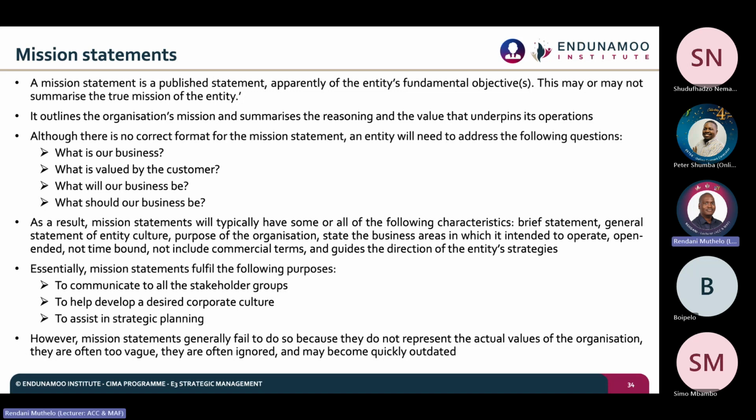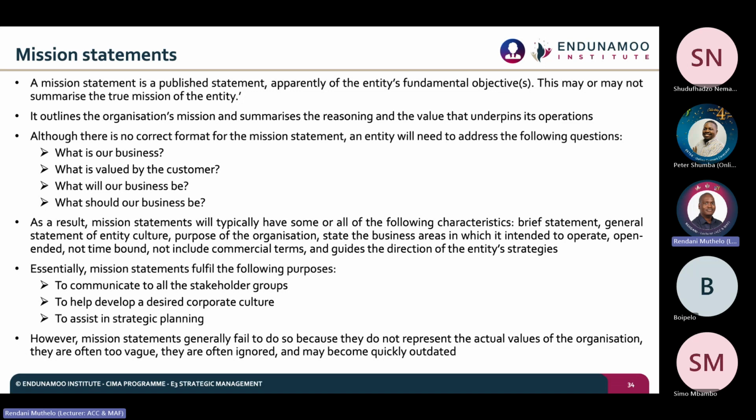They are often too vague. What do you mean you refresh the world? Like, what are you doing? So the world needs to be refreshed. It suggests that the world somewhat is in a state of needing refreshment. So what do you mean? That's one of the things we'll then ask. And sometimes they are ignored because we are just saying that, no, this is a publicity stunt. And sometimes they could become outdated. So that is how we think about mission statements.